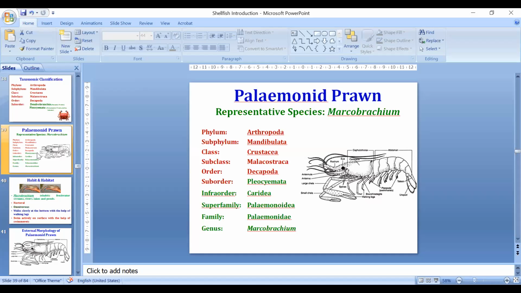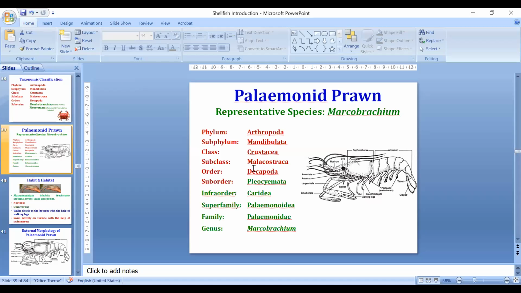And there is one economically important species, which is known as Macrobrachium rosenbergii. Macrobrachium rosenbergii is also known as the giant freshwater prawn because it is a huge prawn and very economically important. The demand for this freshwater prawn, particularly Macrobrachium rosenbergii, is very high.